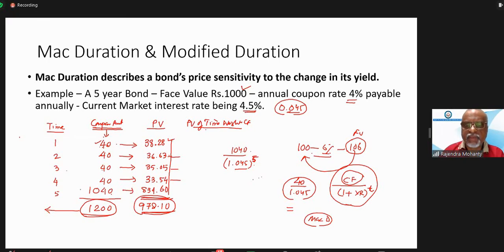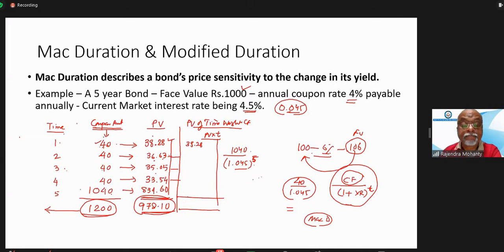So the next column is PV of time weighted cash flow. That means simply it is PV multiplied by T. So this column is multiplied by the time column. First one is 38.28 only, because 38.28 multiplied by 1. Next one is 36.63 multiplied by 2. Next one is 35.05 multiplied by 3. Like this you can multiply all these and tell me the answer for this column.